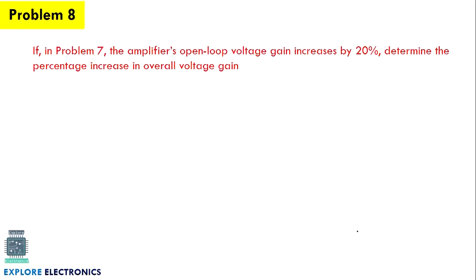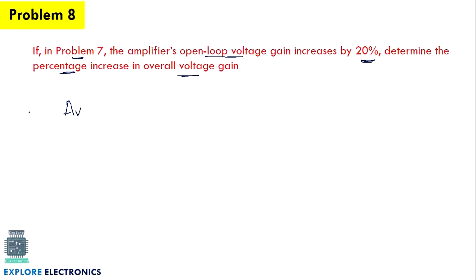And then the next problem, which is a continuation of problem 7. Here, they have given that the amplifier's open loop gain is increased by 20%. Suppose we increase the open loop voltage gain AV by 20%. What happens? Determine the percentage change in the overall gain. If there is a 20% increment in the amplifier gain, what is the change in overall gain? We need to get that as a percentage increase.